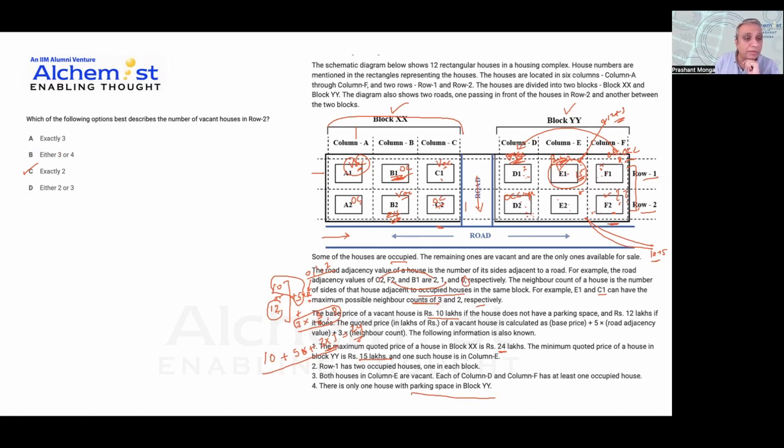Which of the following best describes the vacant houses in row 2? Row 2, the vacant houses. Let's have a look. I know B2 is definitely vacant. E2 I know is vacant. F2 I'm not sure, so it could be 2 or 3. So the answer is 2 or 3. This is the right answer. Okay. Let's look at the next question then.